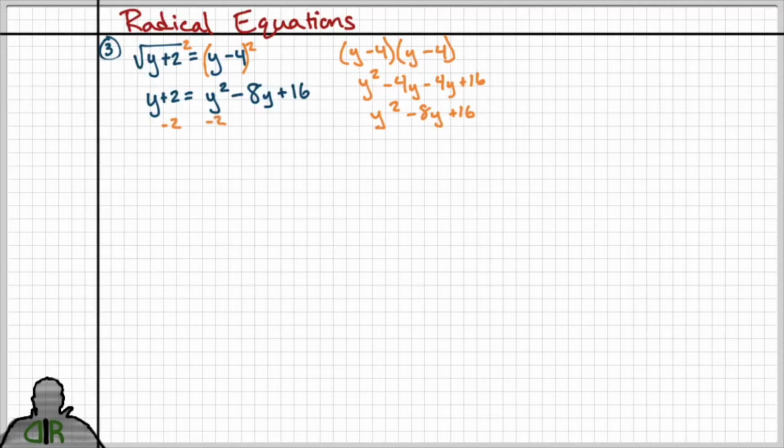So we're going to subtract 2 from both sides. That 2 comes over here. Sorry about that. That's going to be 16 minus 2. And then we need to move our y over there. So we end up with 0 is equal to y squared minus 9y plus 14, because this is negative 8 minus y, so that's negative 9y. Okay, so this is a quadratic. So let's start using the quadratic formula to get this solved.